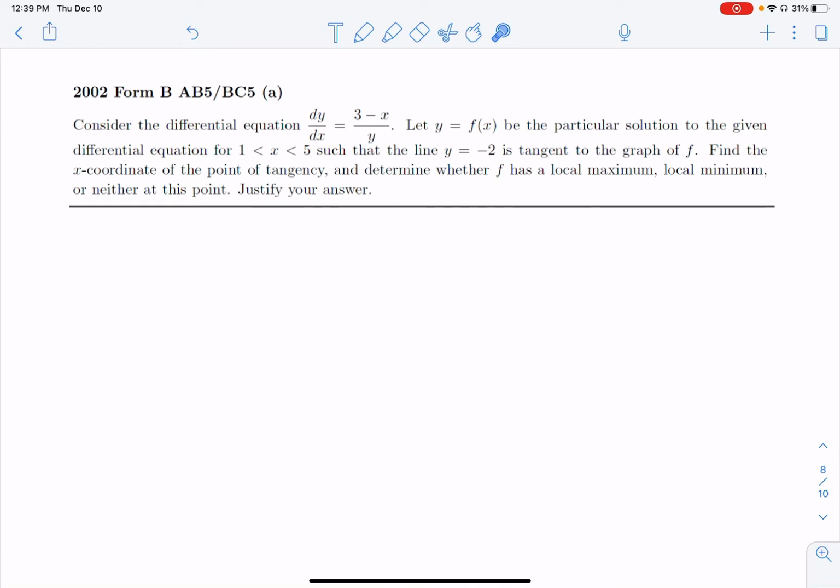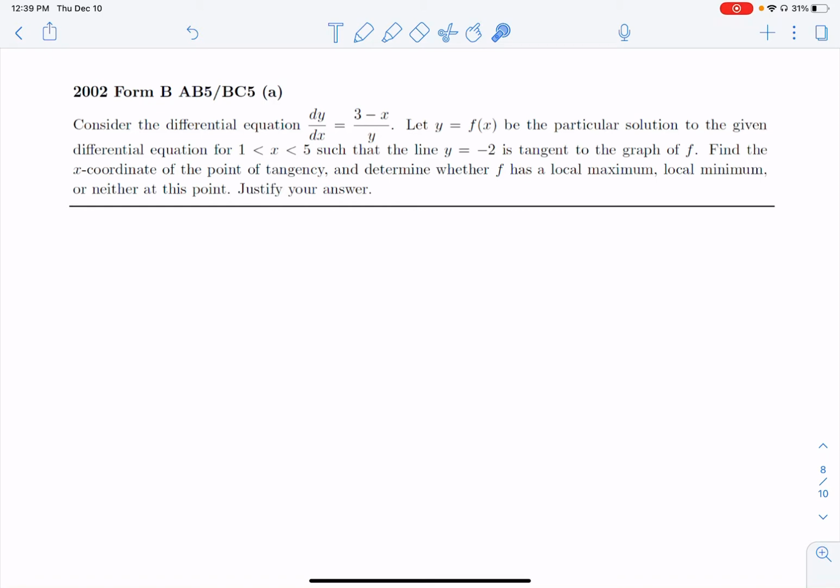We've got: consider the differential equation dy/dx is equal to (3 minus x) over y. I'm going to stop right there because we haven't talked about solving differential equations just yet. But basically, you can think of it as I've just taken the derivative of some sort of implicit equation, and this is the equation that I got as a result. It's supposed to give me the slope at every single point on that implicit equation. And notice that this is a function of both x's and y's, as we've seen in some of those questions.